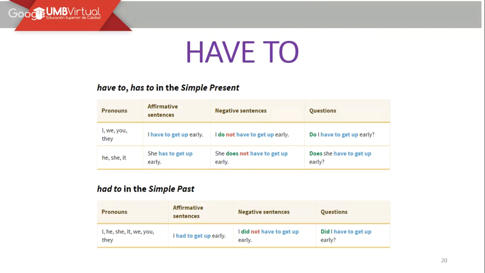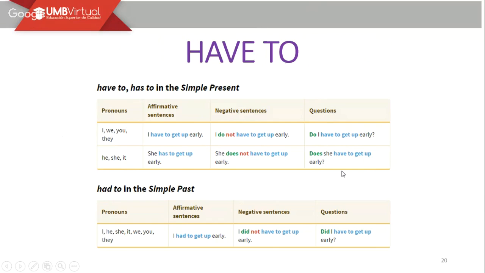Have to. Have to has in the simple present. When we use have to, when we talk about obligations, cuando hablamos de ciertas obligaciones que tenemos en determinados contextos, podemos hacer uso de este verbo modal. En el caso de las oraciones afirmativas, vamos a utilizar el verbo en presente con el uso del infinitivo. I have to get up, she has to get up, I don't have to get up, and she doesn't have to get up. Do I have to get up early? Does she have to get up early?